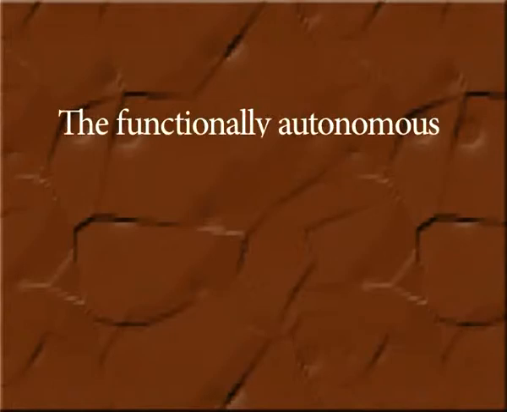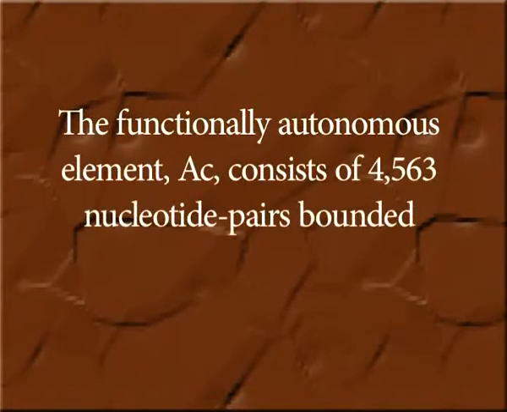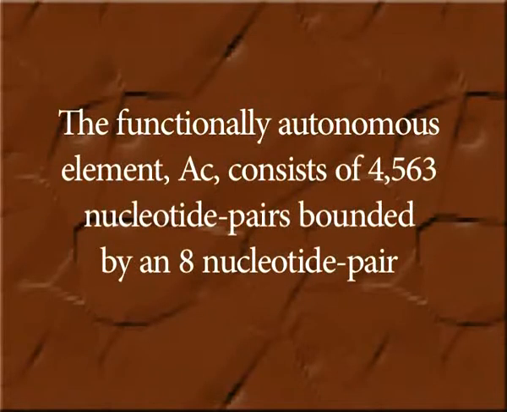The functionally autonomous element AC consists of 4,563 nucleotide pairs bounded by an 8 nucleotide pair direct repeat. This direct repeat is created at the time when the element inserts into a site on a chromosome. Other repeat sequences are found within the element itself.